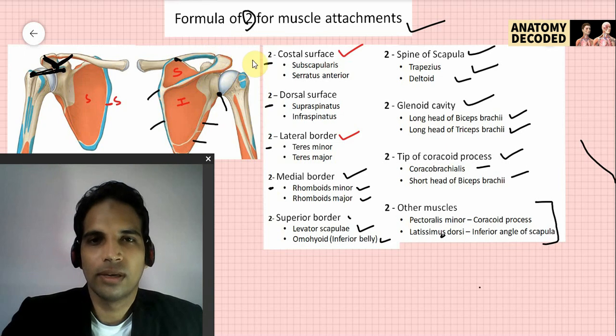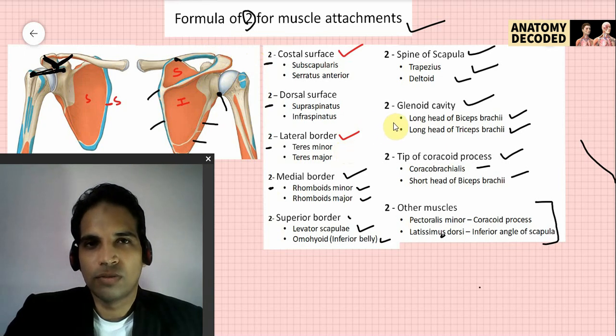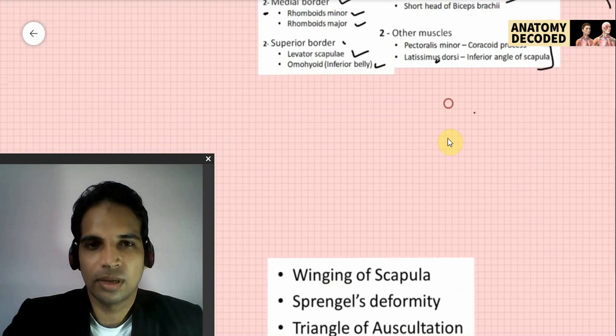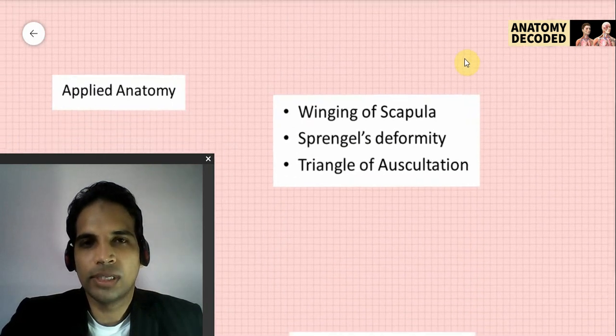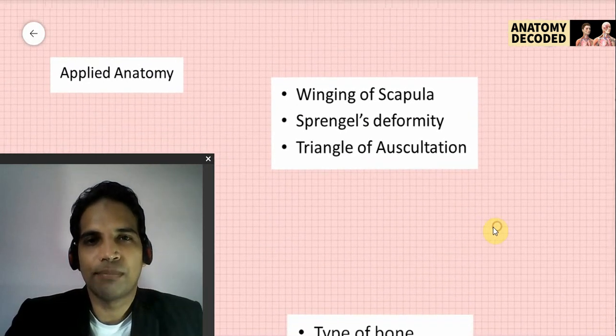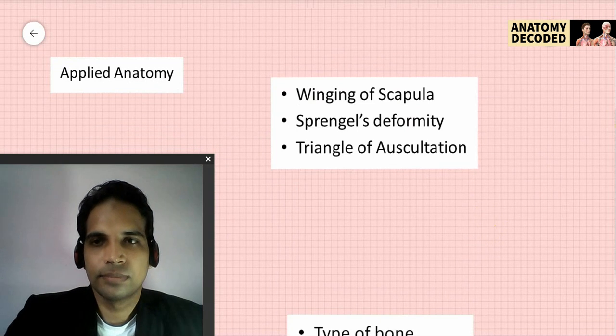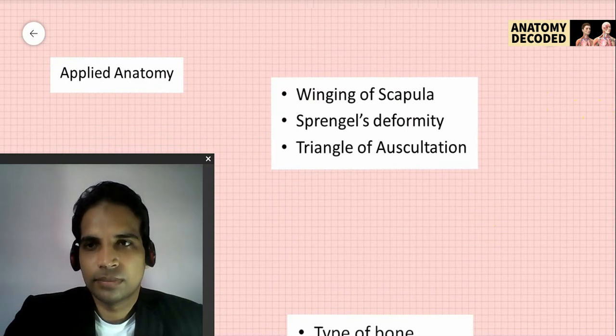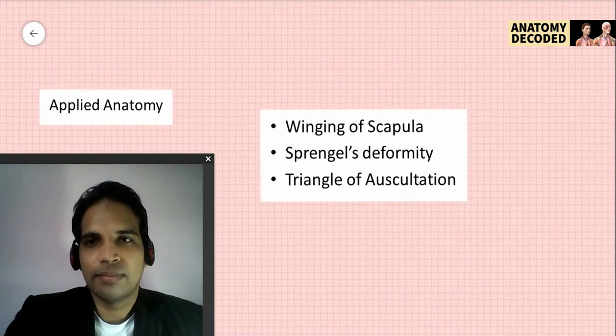So we have covered the muscle attachments, ligaments attached onto the scapula, and the joints formed by the scapula. Let's move on to the applied anatomy of the scapula. The first applied anatomy is referred to as winging of the scapula.